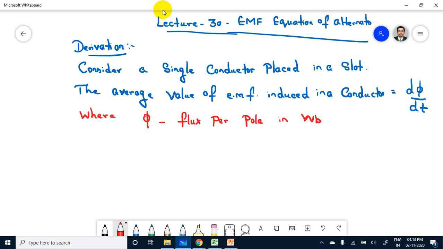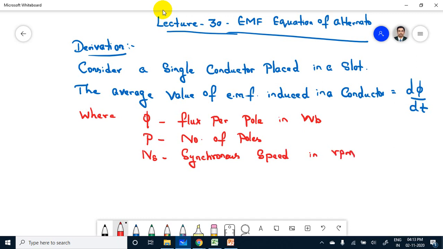Now we have to write some of the parameters. Name. P is the number of poles. Ns. What is Ns? Anyone? Synchronous speed. Synchronous speed in RPM, revolutions per minute.